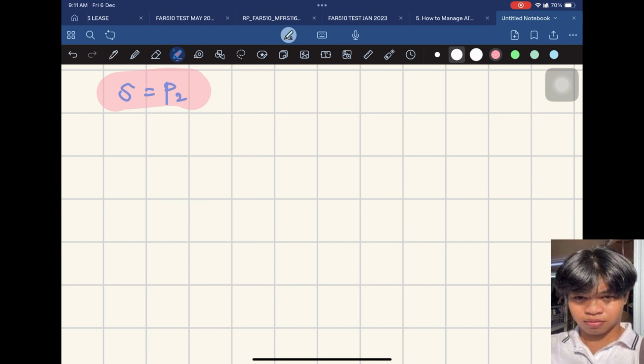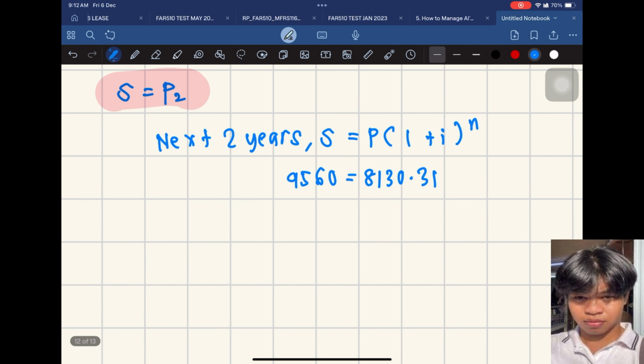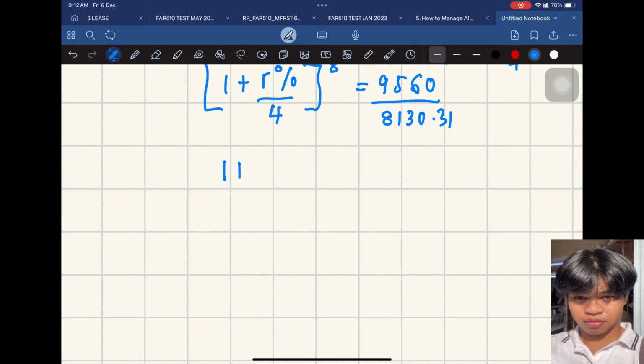So, in the next 2 years, you still use the same compound interest formula, where 9560 equals 8130.31 times (1 plus R% over 4) to the power of 8. You need to move the 8130.31 to the left side, where it's divided into 9560. After you divide, you get the answer.